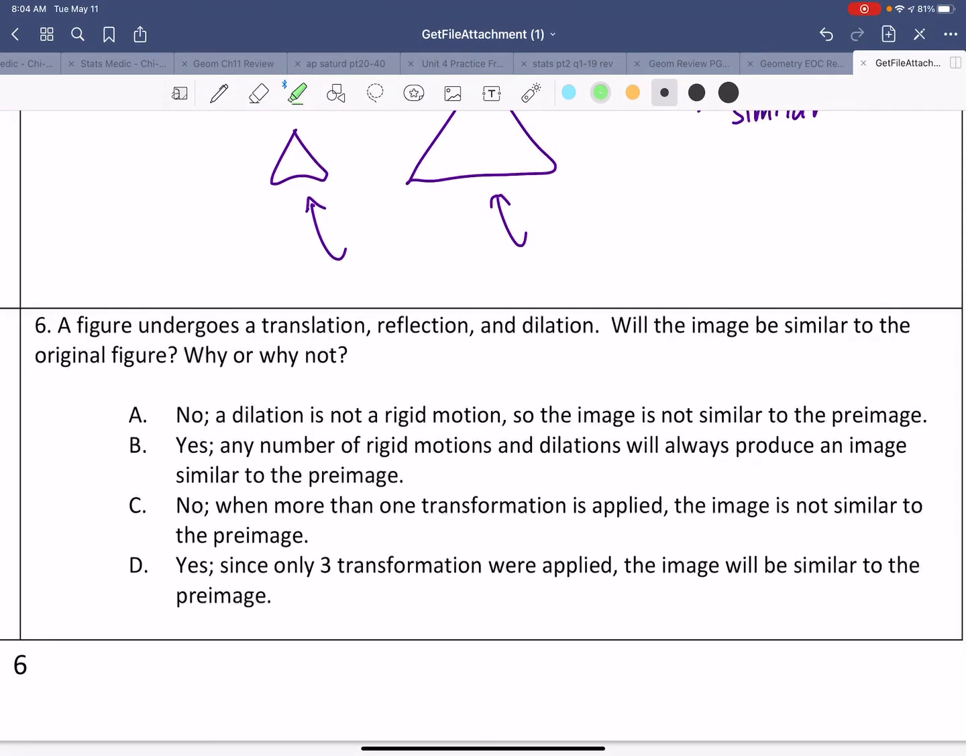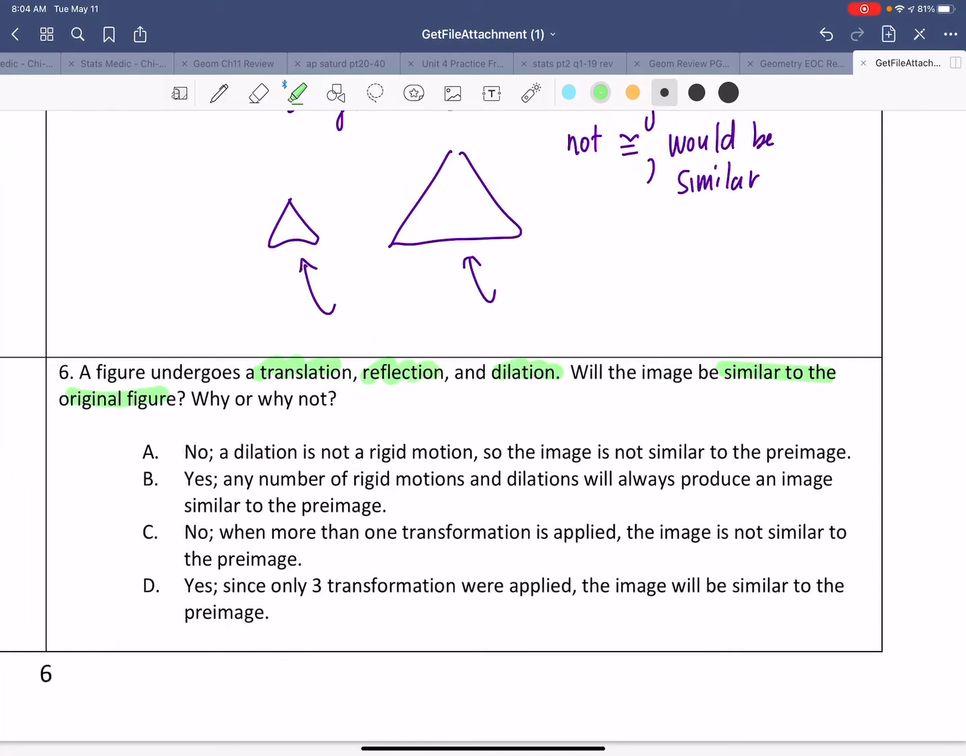Question number 6 says, a figure undergoes translation, reflection, and dilation. Will the image be similar? Why or why not? So translation, reflection, and dilation. So the answer is yes to all. So let's focus in on D. When I translate, we just said, it would be similar, even though it's the same size. It's congruent, yes, but it's also similar.